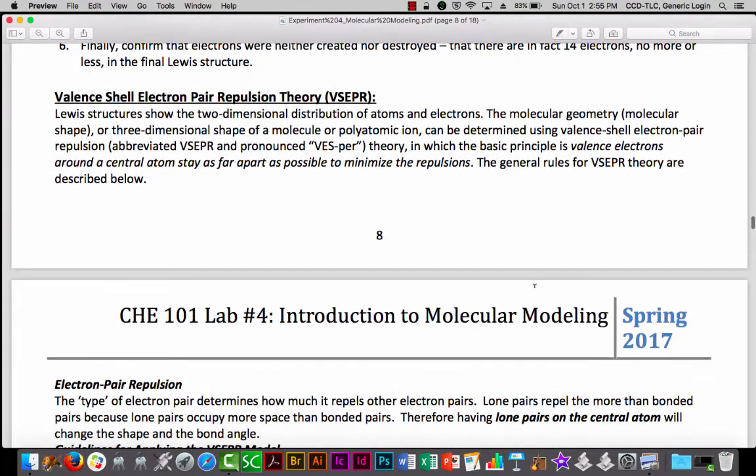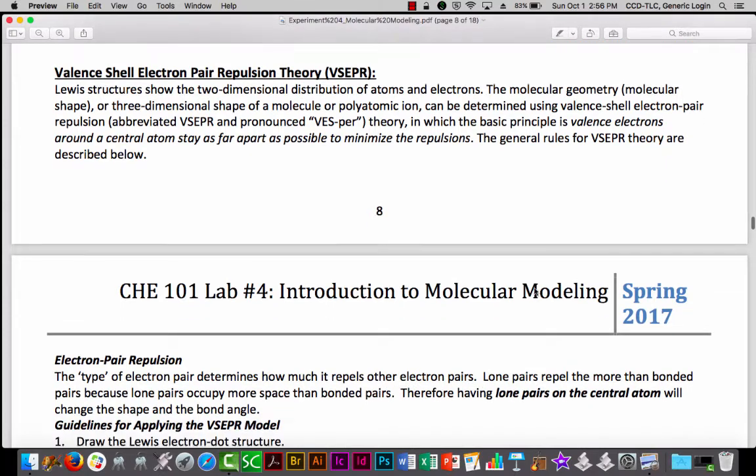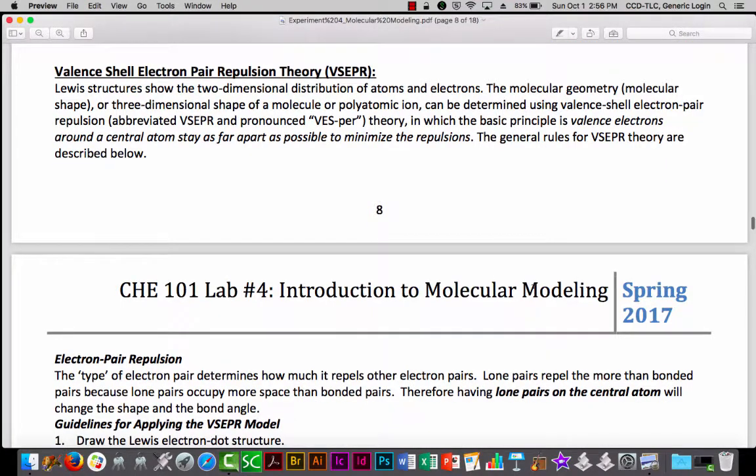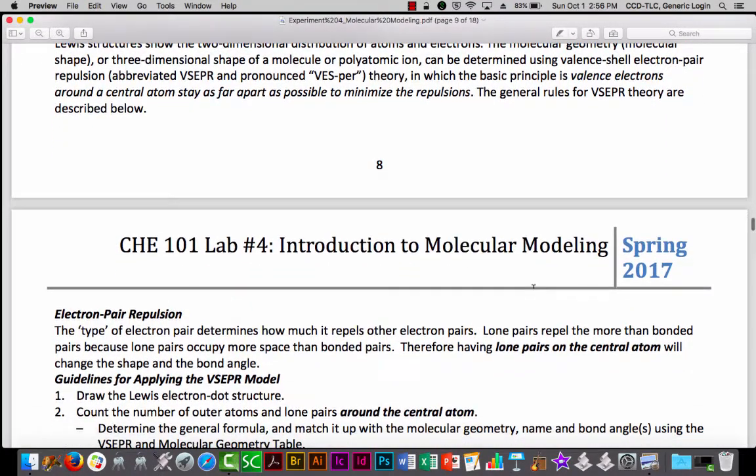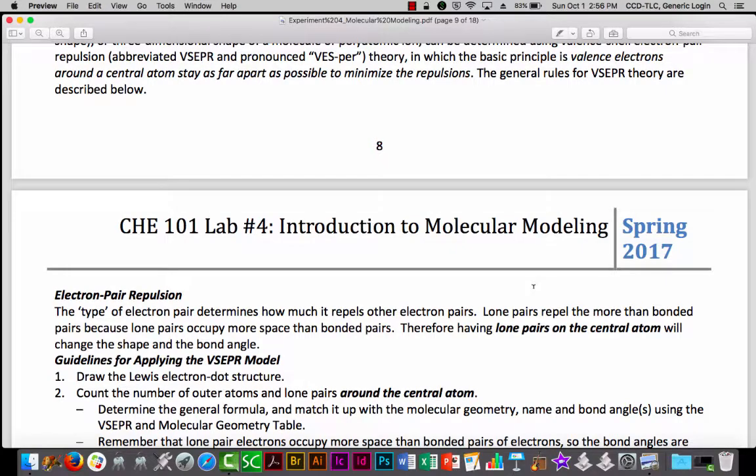Okay, let's talk about VSEPR theory. So a Lewis structure shows the 2D distribution of atoms and electrons. The molecular geometry or 3D shape of a molecule or polyatomic ion can be determined using valence shell electron pair repulsion, or VSEPR theory. In which case the basic principle is valence electrons around central atoms stay as far apart as possible to minimize repulsions.